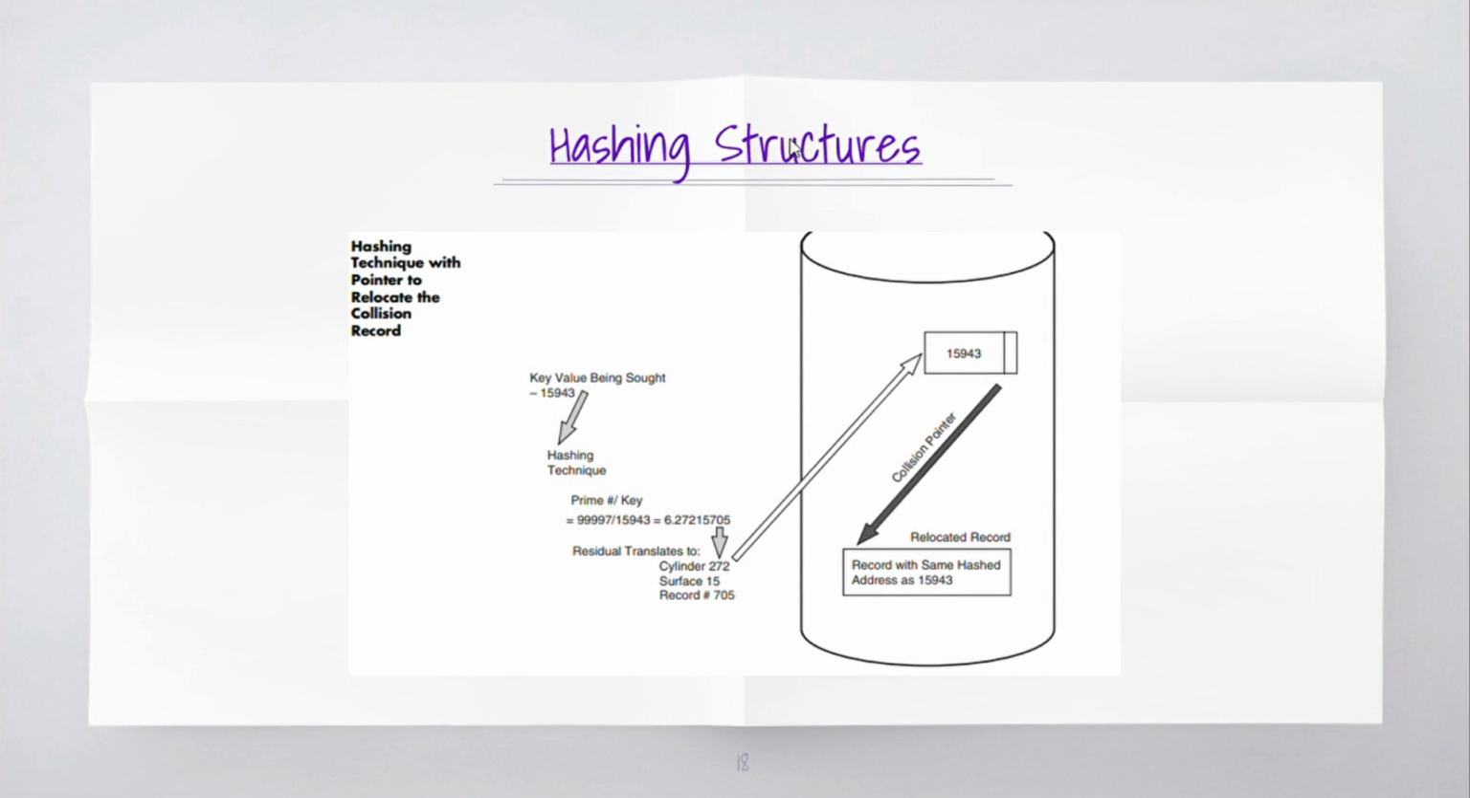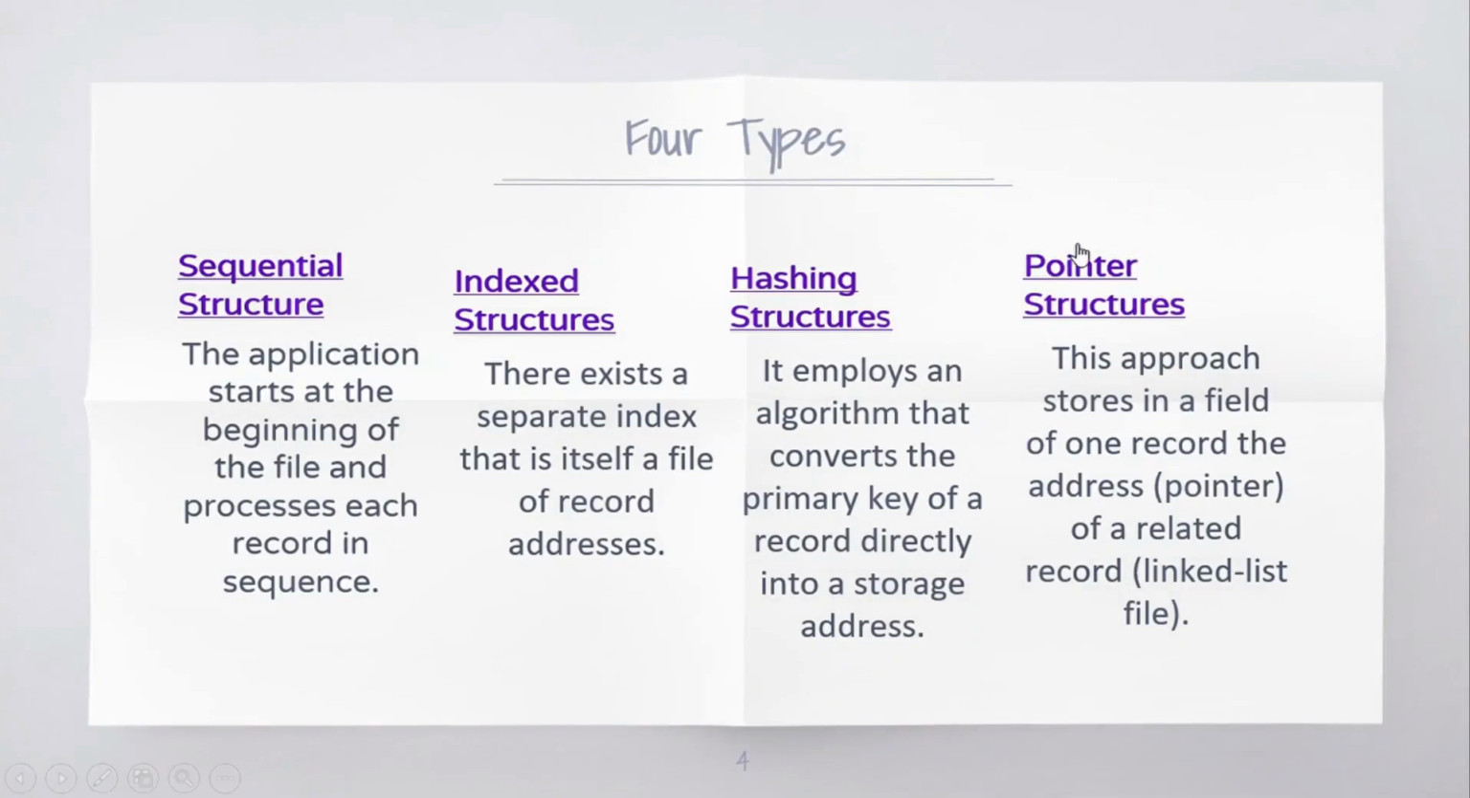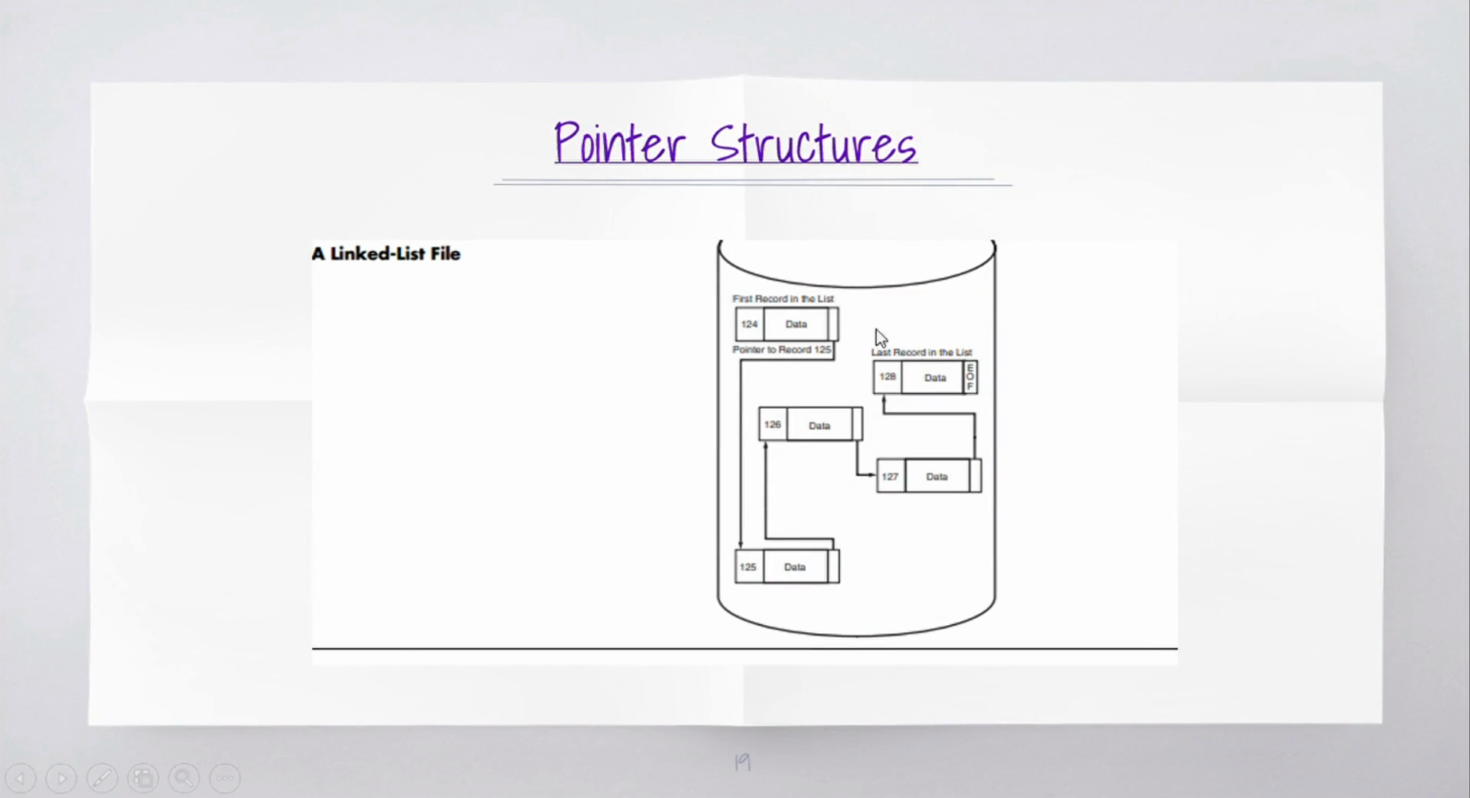So another type, we have the pointer structures. This approach stores in a field of one record the address of a related record. So an example is this. Like the data has a link to its succeeding data.